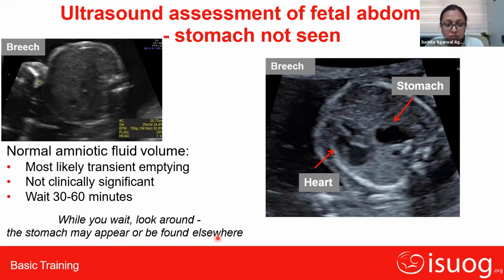That means if we don't find the stomach, our next step should be to search for it. Where is it? Is it lying in the thorax? The first place we should look is the thorax, so we can easily rule out CDH, the congenital diaphragmatic hernia. If it is not lying anywhere and you're not able to see the stomach, wait for 30 to 40 minutes. Again, if you see the stomach, well and good. If you don't see the stomach, wait another 40 minutes to 1 hour. Then if you still don't see it, it's better to call the patient back the next day.